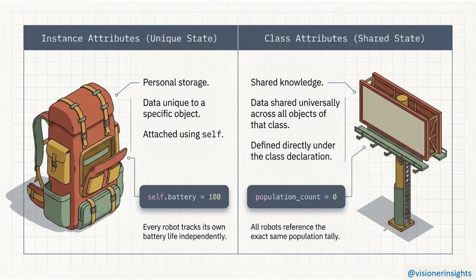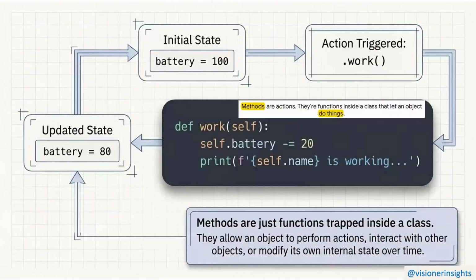So something like a running total of the robot population. That would be a class attribute, because every robot needs to know about it. So our objects have data, but how do they actually do stuff? They do it with methods. And a method is really just a fancy name for a function that's trapped inside of a class.